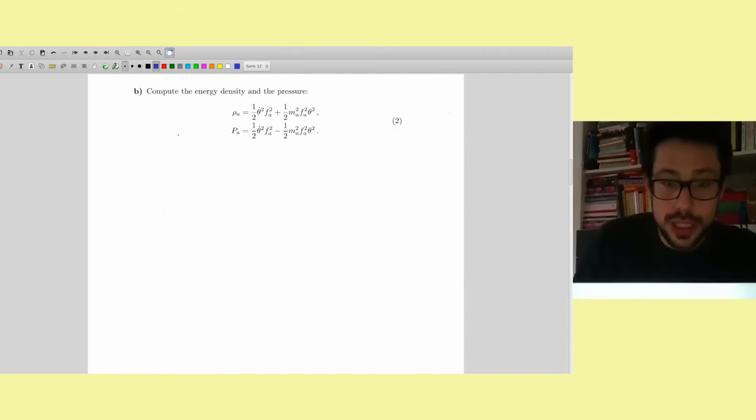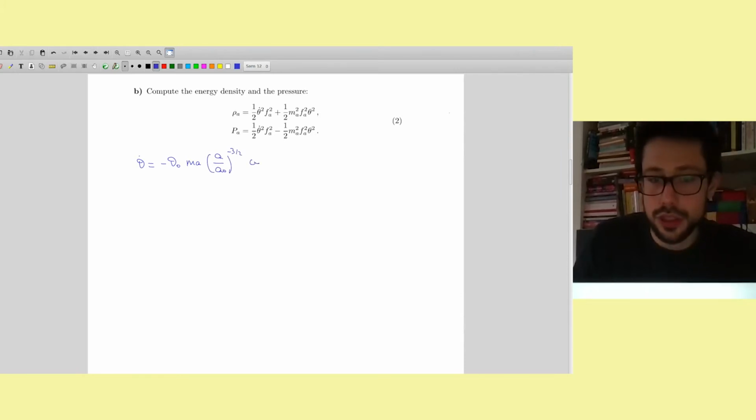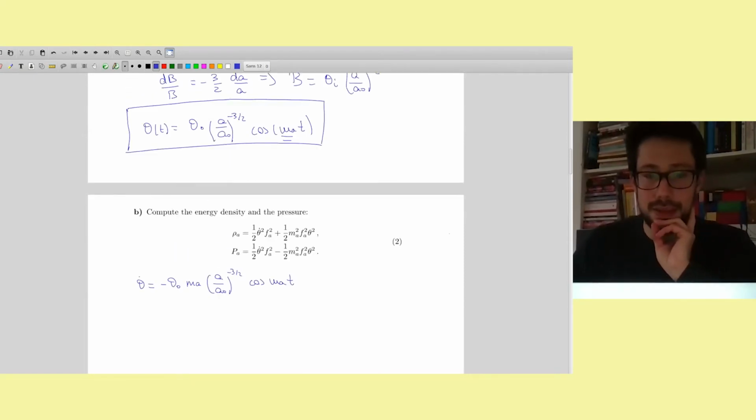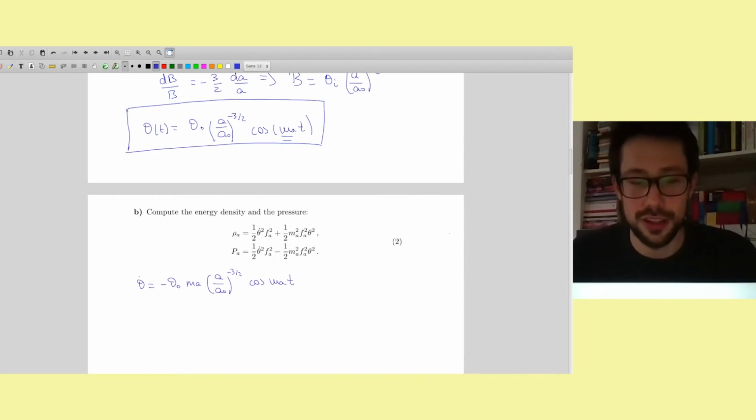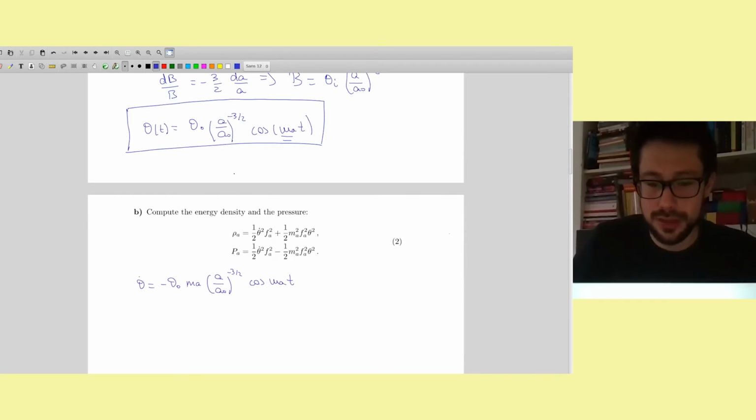Okay, so now let's compute the energy density and the pressure of the axion. In order to do so, the only thing that we need to do is to compute the first derivative. That will be nothing but theta 0 m a times a over a0 to the minus 3/2 times cosine of m a t. So this comes just from making the derivative up here. So now another question. Am I missing any other piece? Are there more terms here that I should take into account when doing the derivative with respect to time of all this?